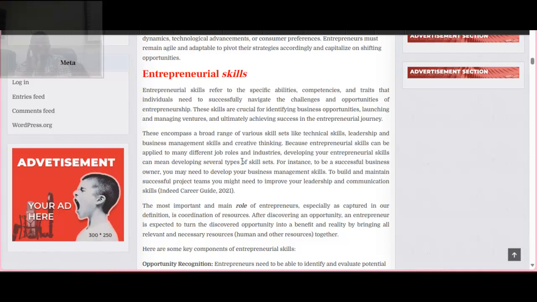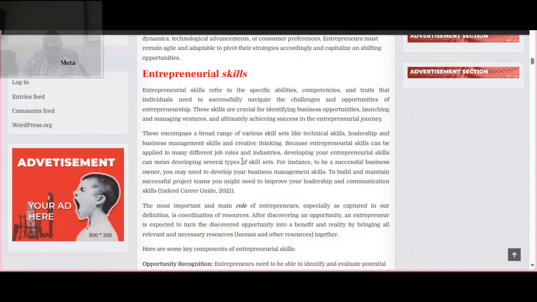Okay, now let's read. It refers to the specific abilities, competencies, and the traits that individuals need to successfully navigate the challenges and opportunities of entrepreneurship, right? The skills are crucial for identifying business opportunities, launching and managing ventures, and ultimately achieving success in the entrepreneurial journey. Just as I said that you have competitors, it is the skill set that you're able to have. The skill I'm referring to, I'm not talking about how to pump tire. I'm not talking about the skill of how to sell pure water. I'm not talking about the skill of how to sell food in the market.